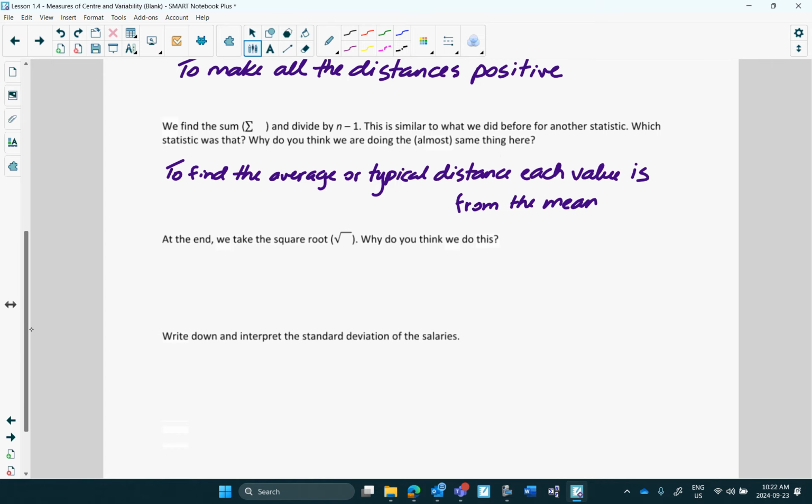Okay. To undo the earlier squaring. Again, you don't have to know the breakdown of this formula, but that's essentially what we do. We're finding all the distances, positive numbers, averaging them out, and then taking the square root because we squared to make them positive. Okay. And in the end, it tells us the typical distance every value is from the mean.